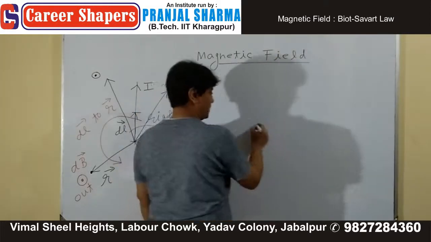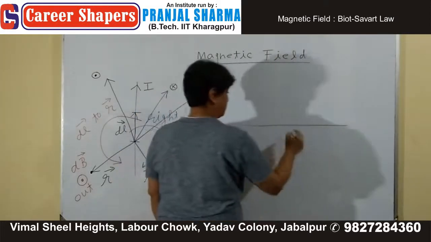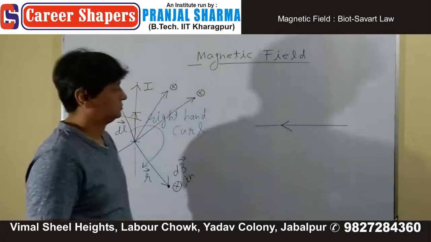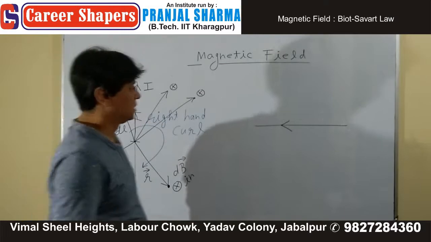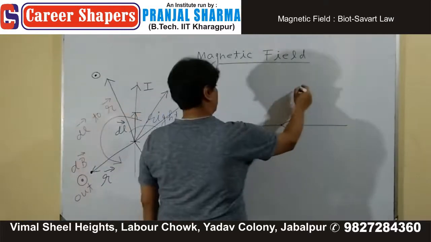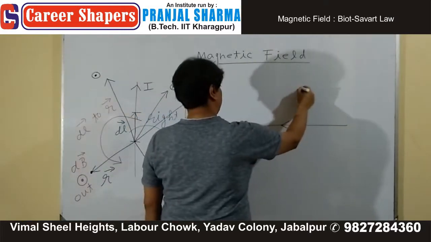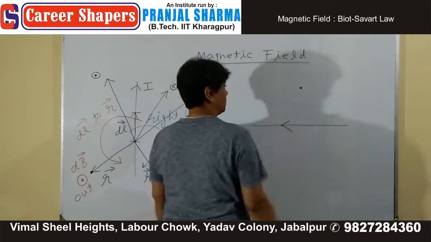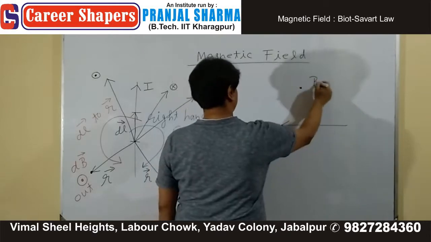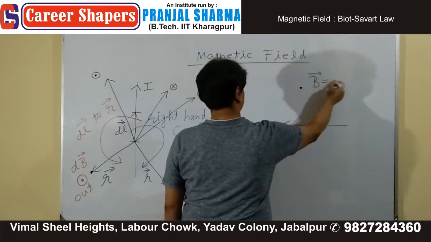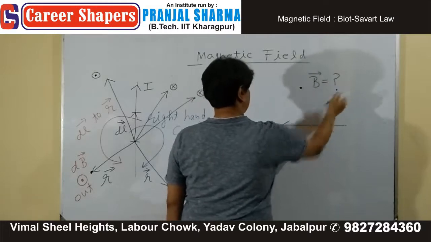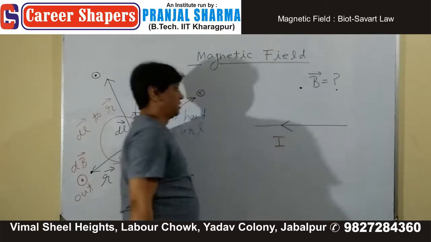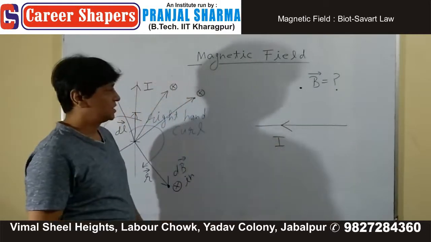We have a current carrying wire and current is flowing like this. What is the direction of magnetic field above the wire? Write down fast in the comment box.